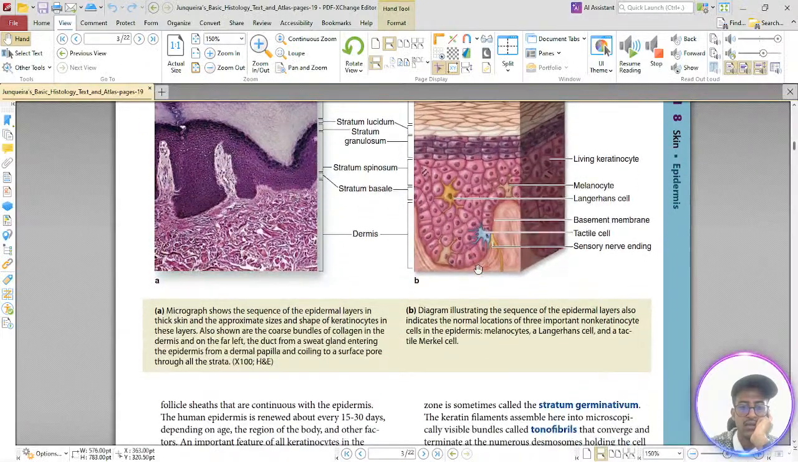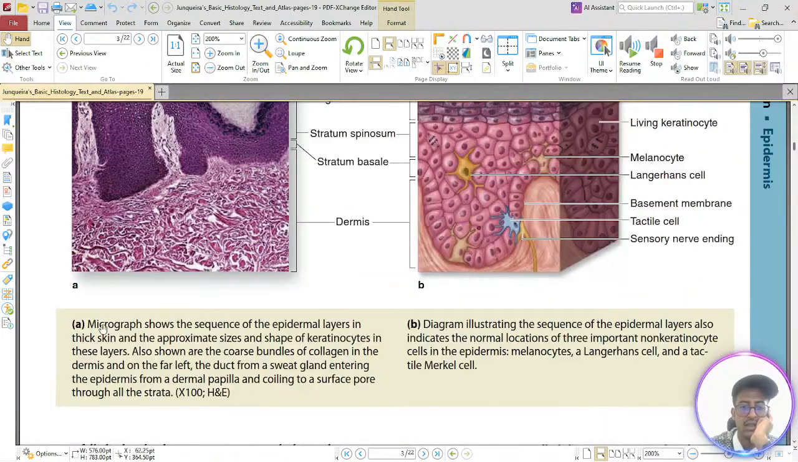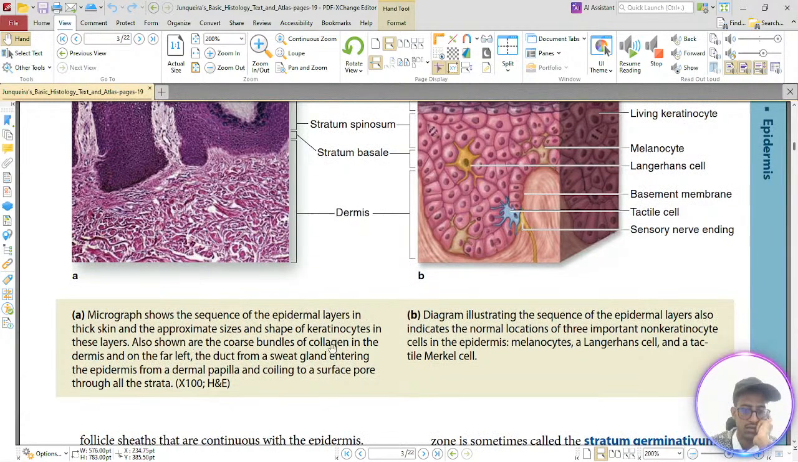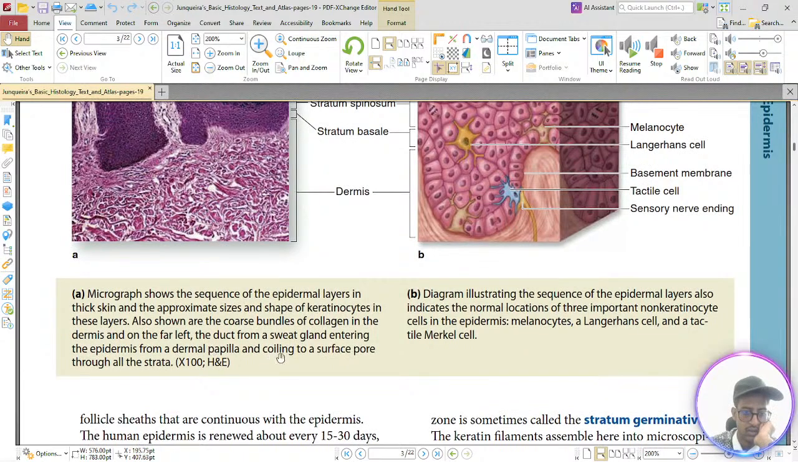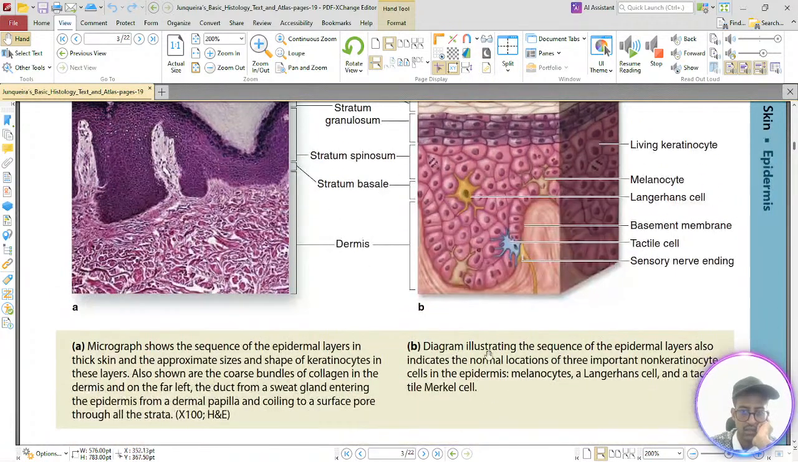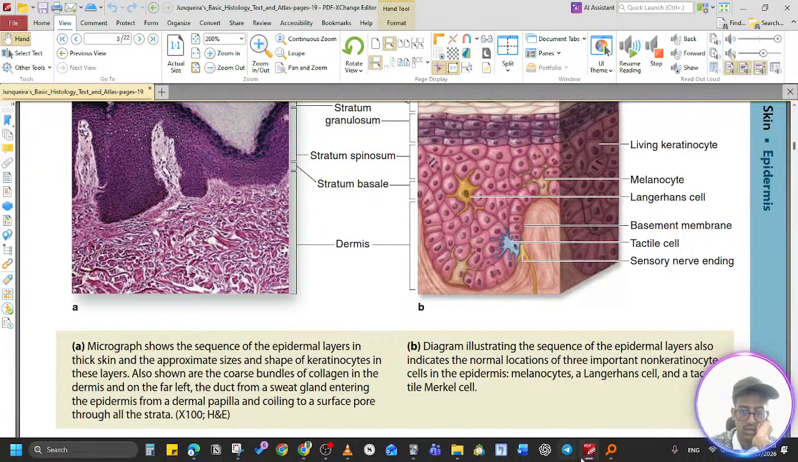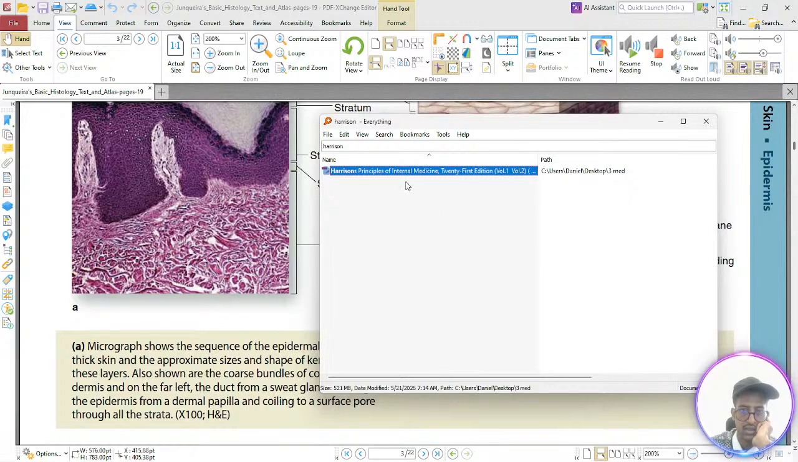This image shows the sequence of epidermal layers in thick skin and the approximate size and shape of keratinocytes in these layers. Also shown are coarse bundles of collagen in the dermis, and on the far left the duct from a sweat gland entering the epidermis from the dermal papilla and coiling to surface pores through all the strata. This diagram illustrates the sequence of epidermal layers.